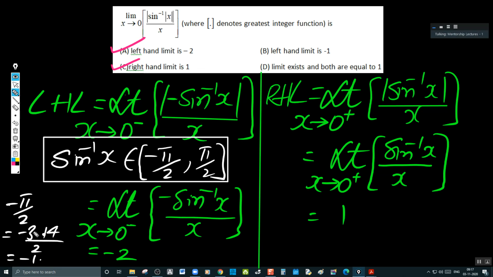This is an approximate value anyway. So that's the reason why it becomes minus 2. I think it's clear. Everyone, please.